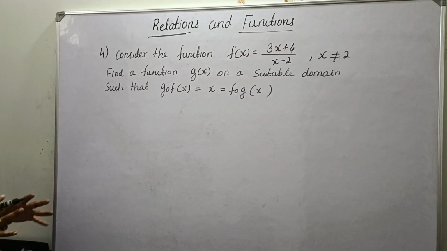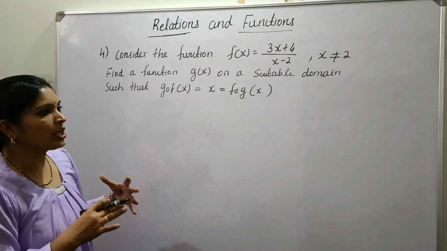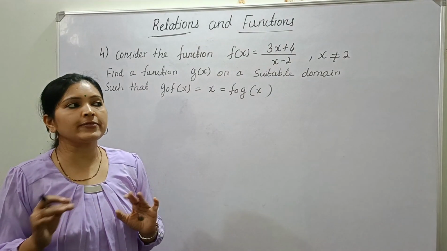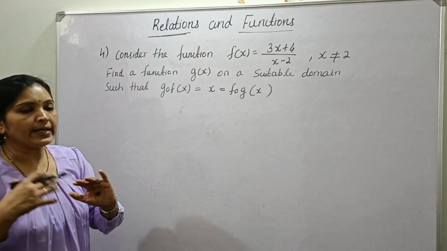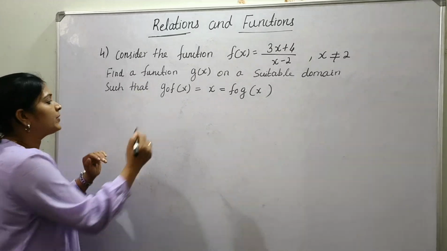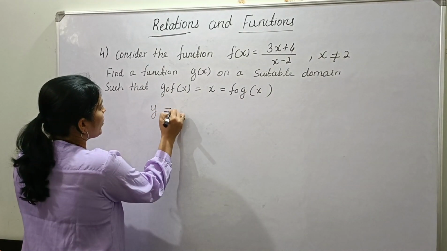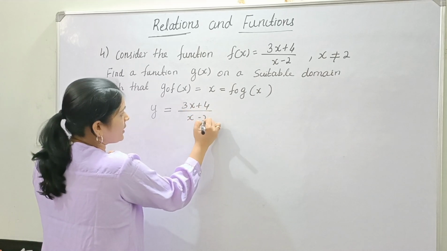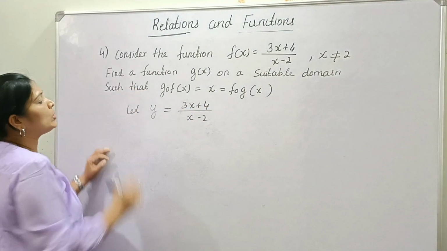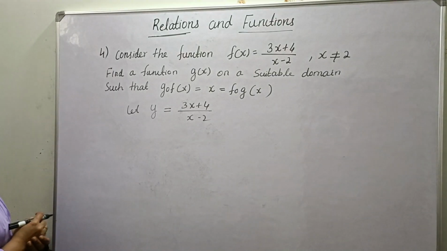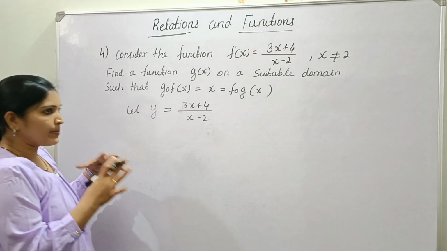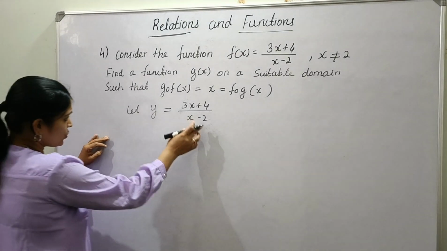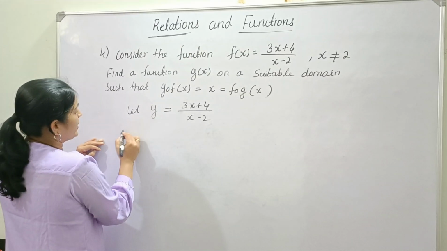For that, f is defined here: f(x) = (3x + 4)/(x − 2). Let us take an element from the codomain, that is, let y = (3x + 4)/(x − 2). Now let us make it in the form of x in terms of y. So let us simplify. Take this one here.